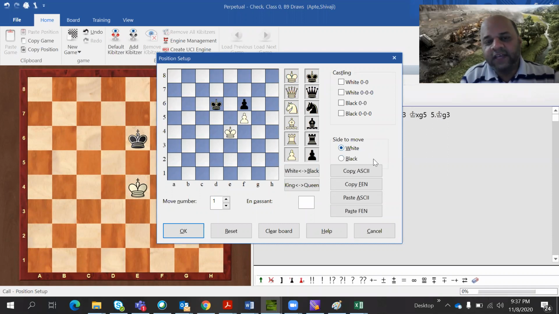So now let us say this is the position. If it is black to play, then he wins the pawn, but probably draws the game. But if it is white to play, then what happens? Let us see what happens if it is white to play.